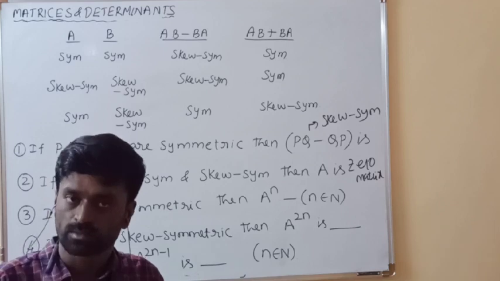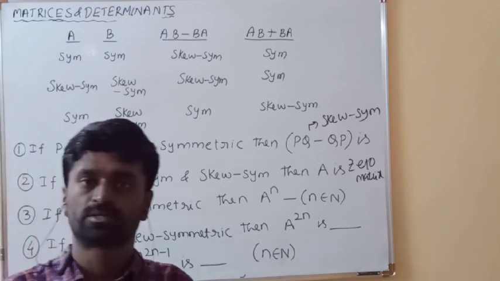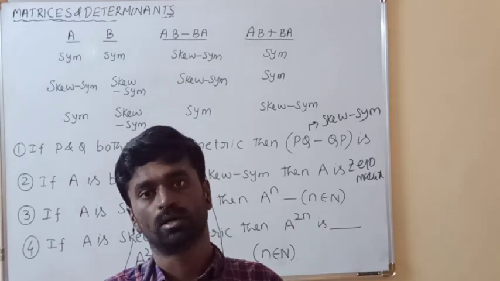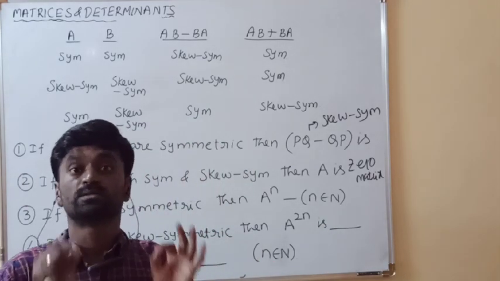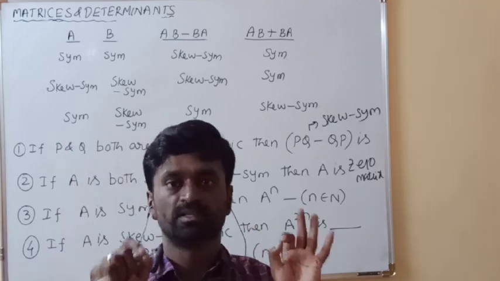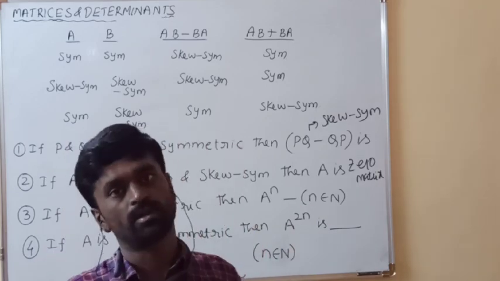So if A is a symmetric matrix, then A square, A cube, A power 4, A power whatever natural number you take, that is also what? Symmetric matrix. In particular, A inverse, if it exists, is also a symmetric matrix.